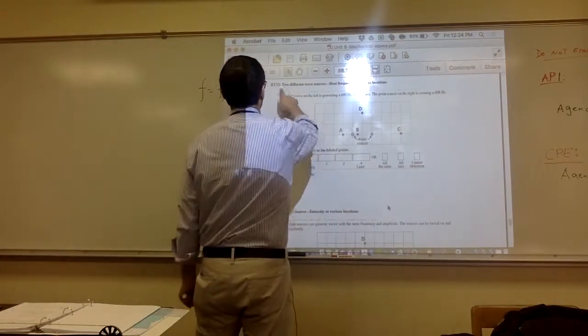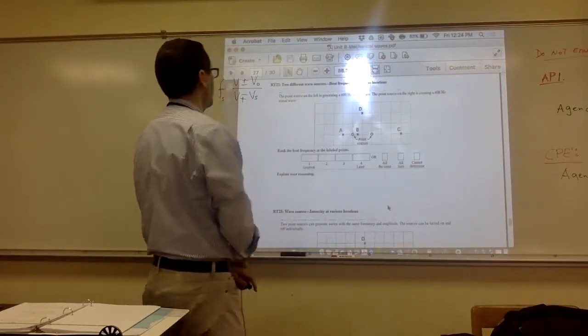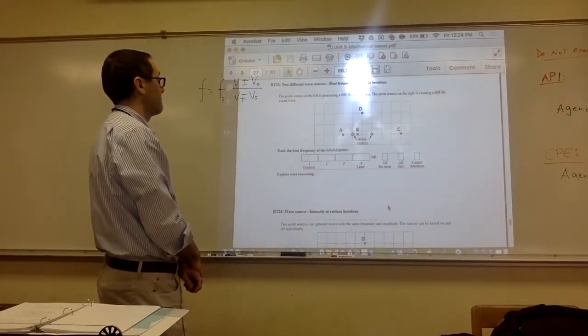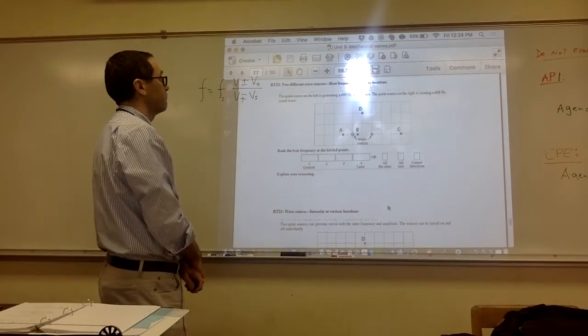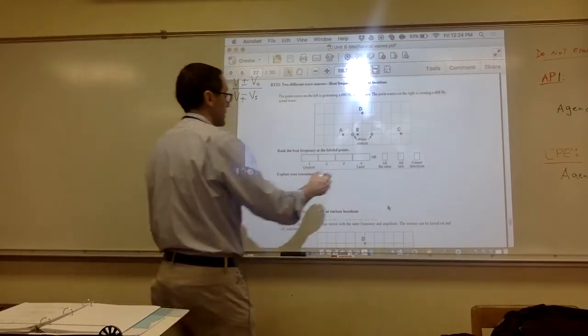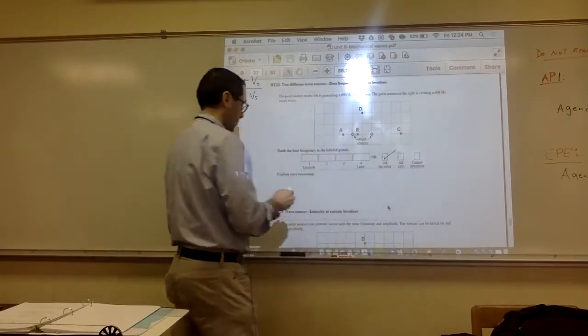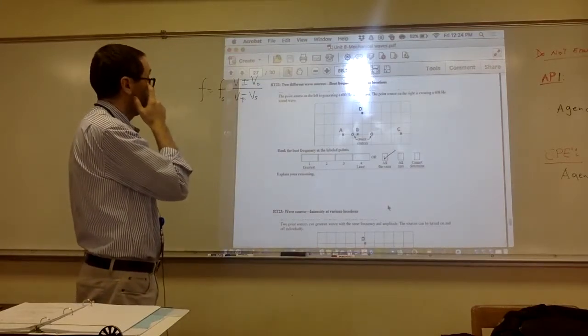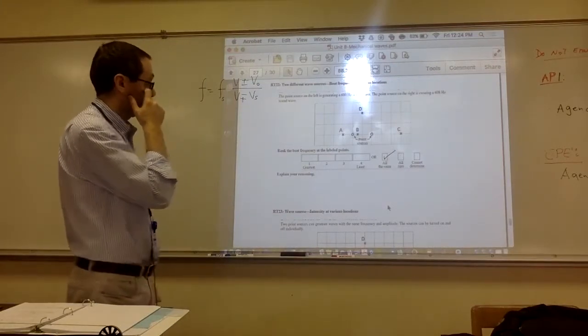Okay. RT22. Two different wave sources, beat frequency at various locations. It's going to be all the same because the pitch is independent of the distance.